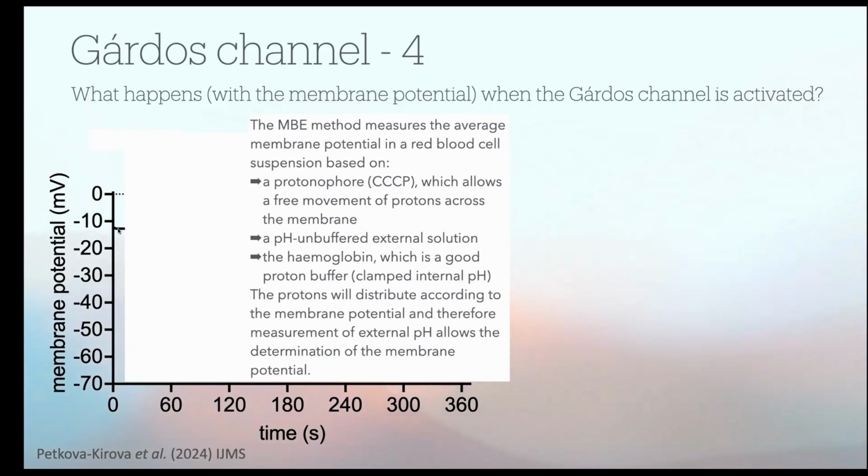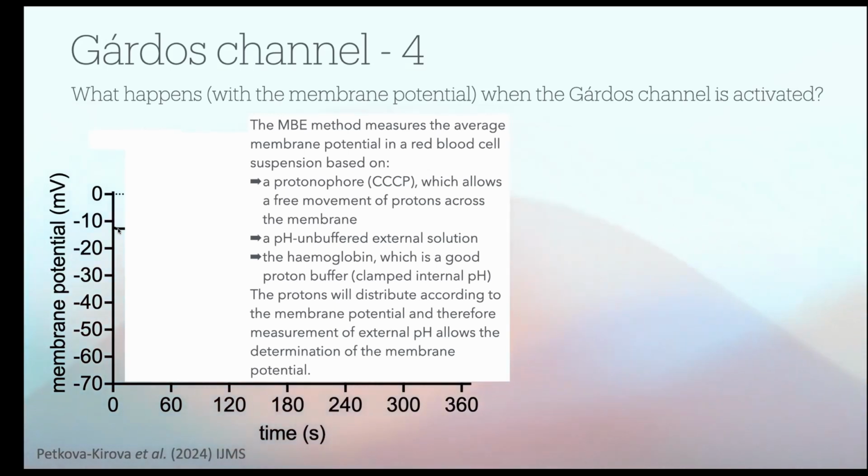And I decided to mention here the boundary conditions for this method. I don't expect, if you never heard or familiarized with this method, to understand exactly what's happening. It also took me several years to roughly understand that. It's based on a protonophore that is given to the red blood cell, the CCCP. And this allows the protons to freely move across the membrane.